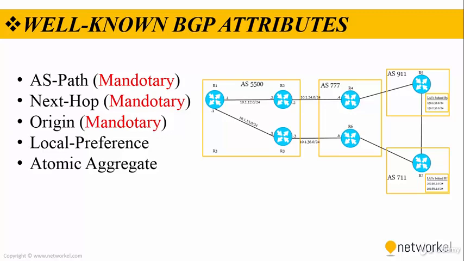Local preference is used to determine the outputs from the local autonomous systems. A higher local preference value is always preferred. And atomic aggregate is used for routes created with route summarization.